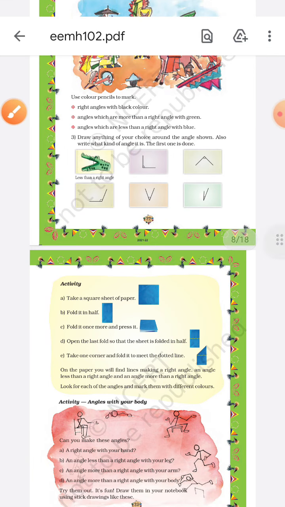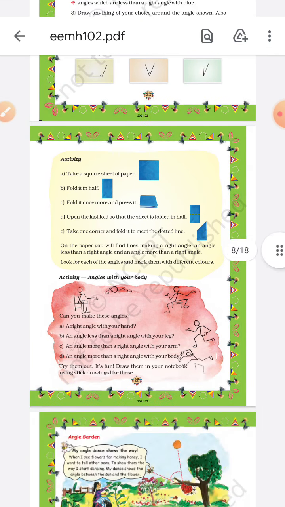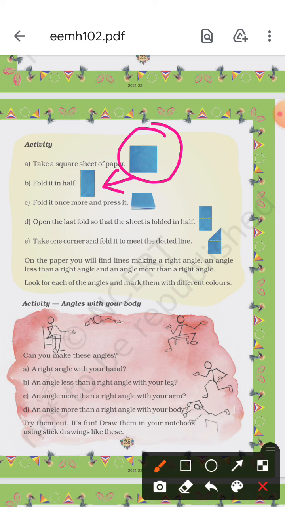Now here it is, the activity. Take a square sheet of paper first, then fold it in half, then fold it once more and press it. Then open the last fold you have done so that the sheet is folded in half. Okay, here you can see the mark. Now take one corner and fold it to make the dotted line here.